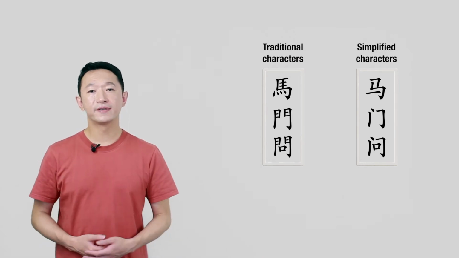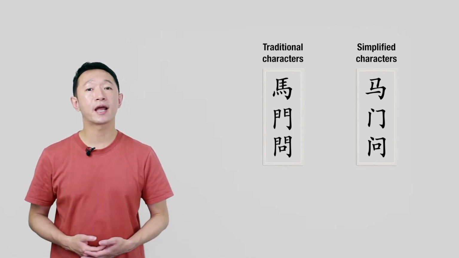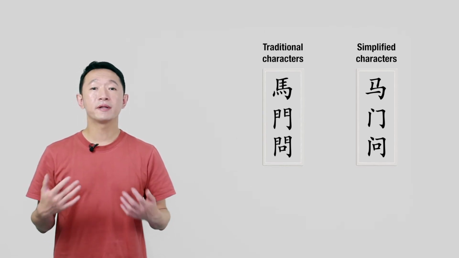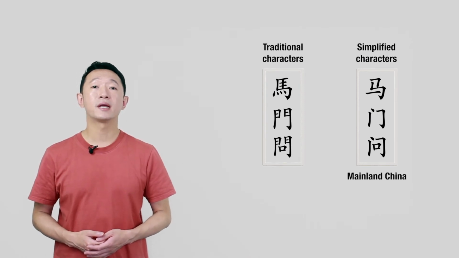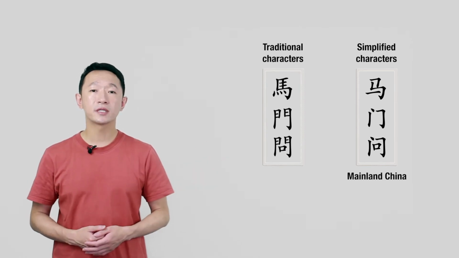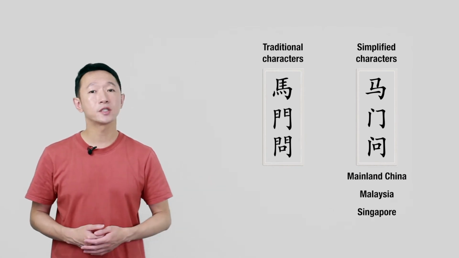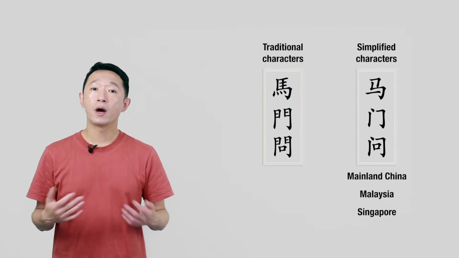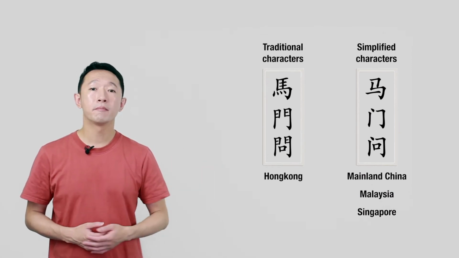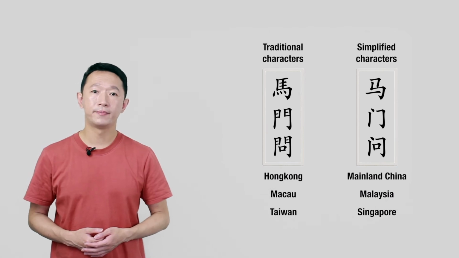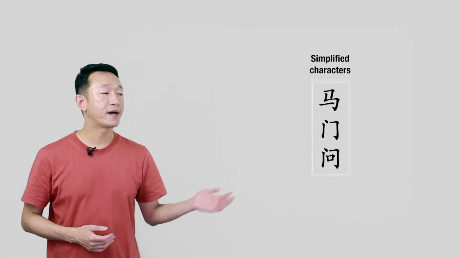The purpose of simplifying Chinese characters is to make them easier to learn and use. Simplified characters are standardized characters used in mainland China and some Southeast Asian countries such as Malaysia and Singapore, while the traditional ones remain in common use in Hong Kong, Macau, and Taiwan. What we are going to learn in this course are simplified characters.